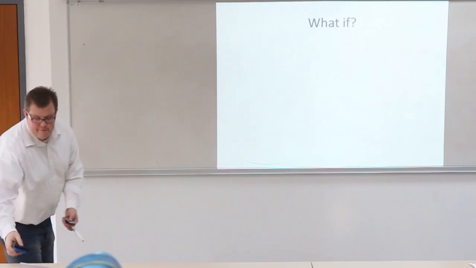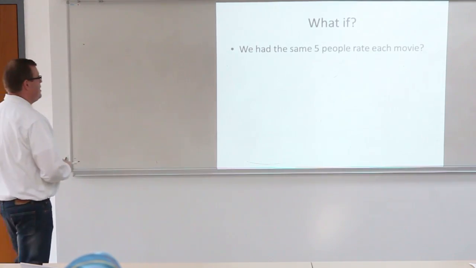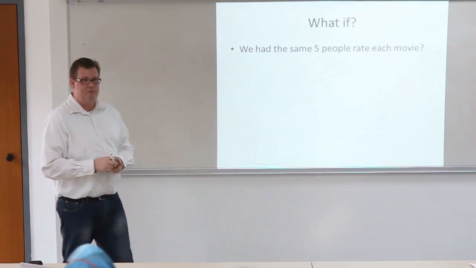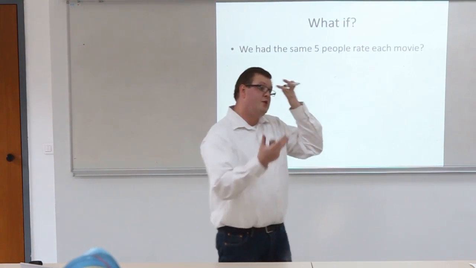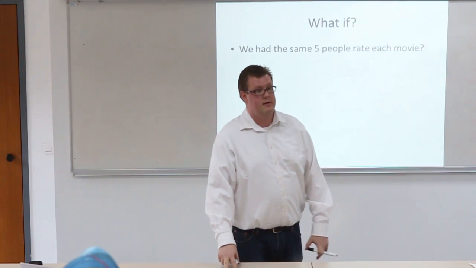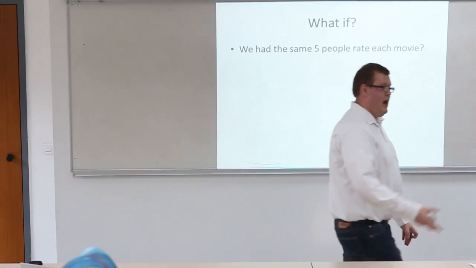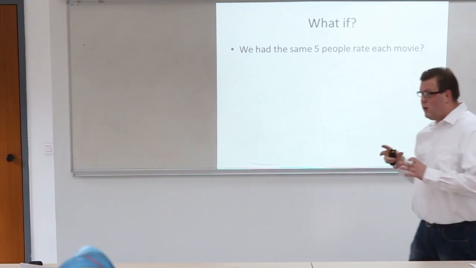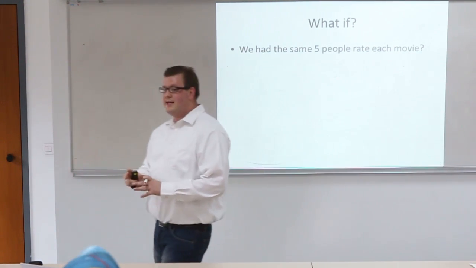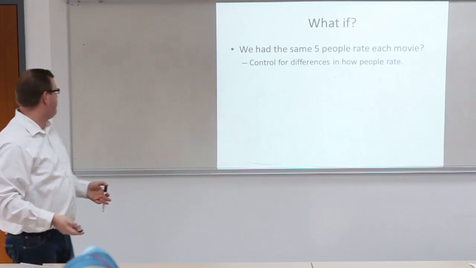What if the situation were different? What if we had the same 5 people rate each movie? That's a repeated measures design, right? So I have her rate all 3 movies. She watches one, she rates it, she watches the next one, she rates that one, she watches the next one, she rates that one. Then he does the same thing. So we have every person rate each of the movies, right?